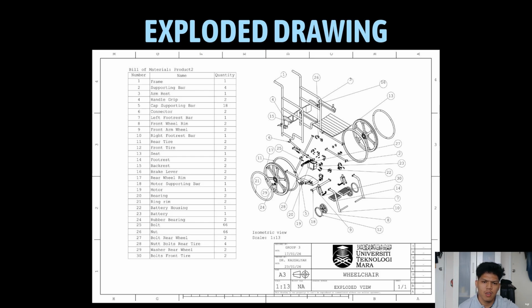Finally, we have the exploded drawing, which provides a transparent look at the product architecture at a scale of 1:13 isometric scale. This view is critical for the manufacturing and maintenance stage, as it shows how each individual component, from the main structure frame to the motor supporting bars, fits together.